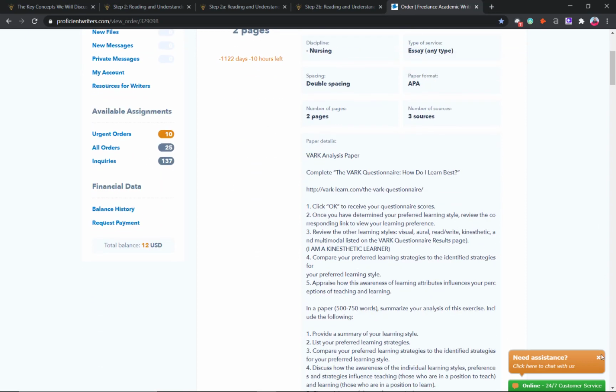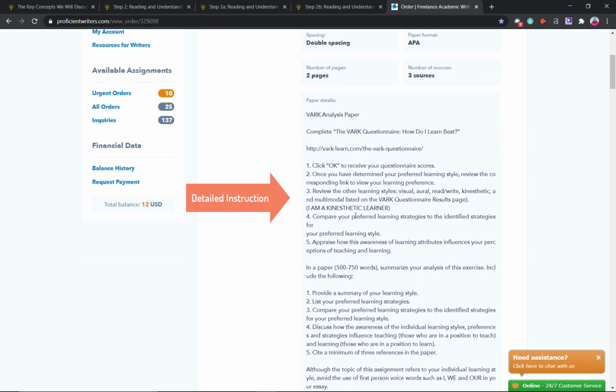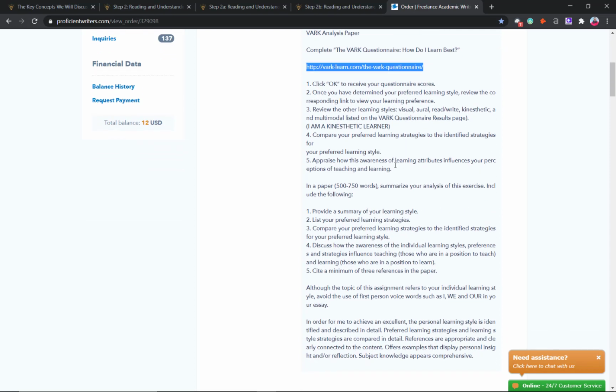Then the second category of the instructions, detailed instructions on how to write the paper. So this was a nursing paper, it was a VAC analysis paper. So the detailed instructions of this paper tell you how to write the paper. So how do I write this paper? You realize, oh, wait a minute, for this paper, I have to read a questionnaire, the VAC questionnaire that is located at this address. Oh, okay, fine. And what do I do after that? I have to write a paper that's 500 to 750 words based on this questionnaire, answering these 4 questions. Now, those are the detailed instructions.